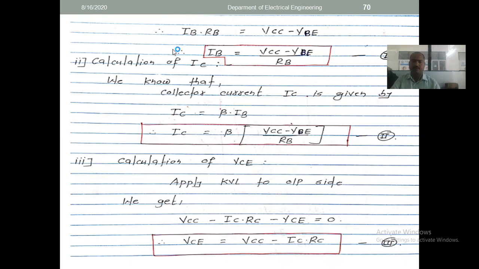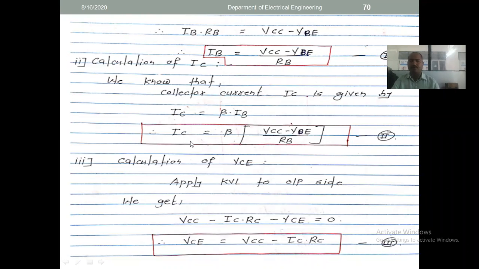So when we have to calculate the IC, IC equals beta times IB. So IC equals beta multiplied by this IB, and this IB has the particular value VCC minus VB divided by RB. So IC equals beta times (VCC minus VB) divided by RB. This is the calculation for your IC, right?